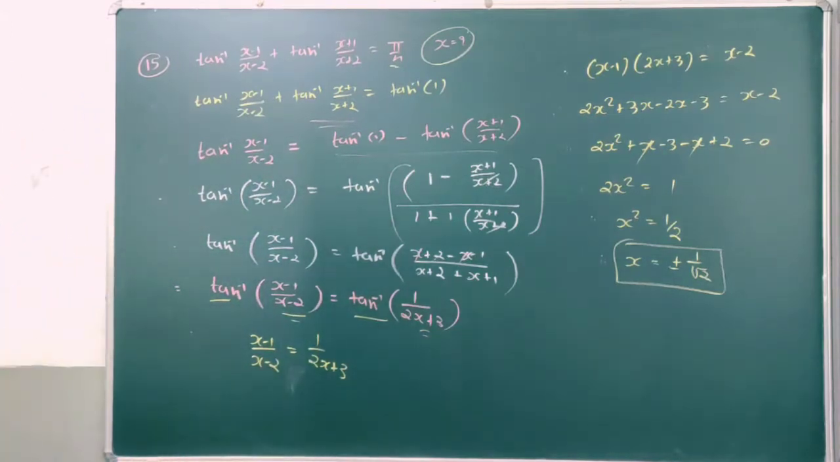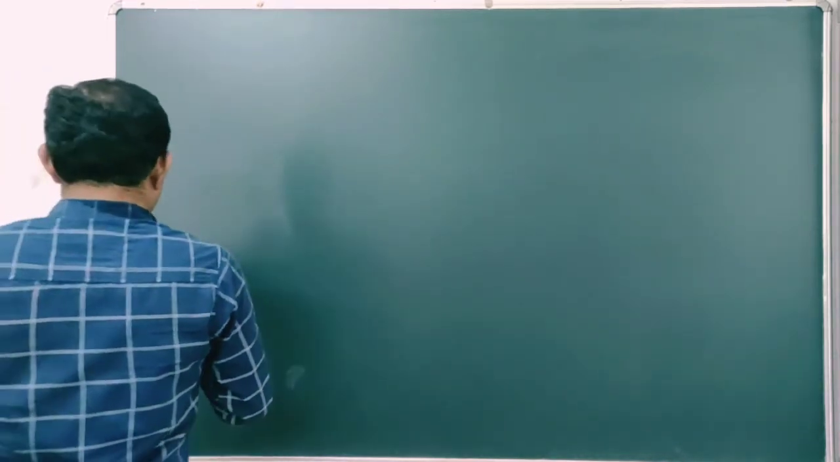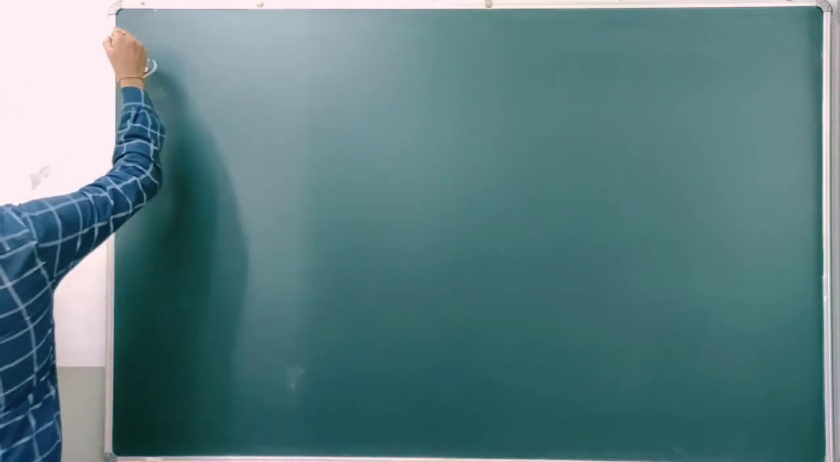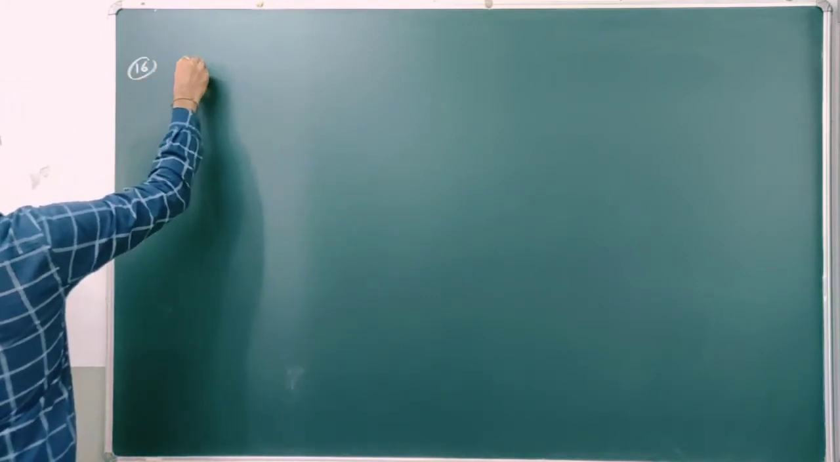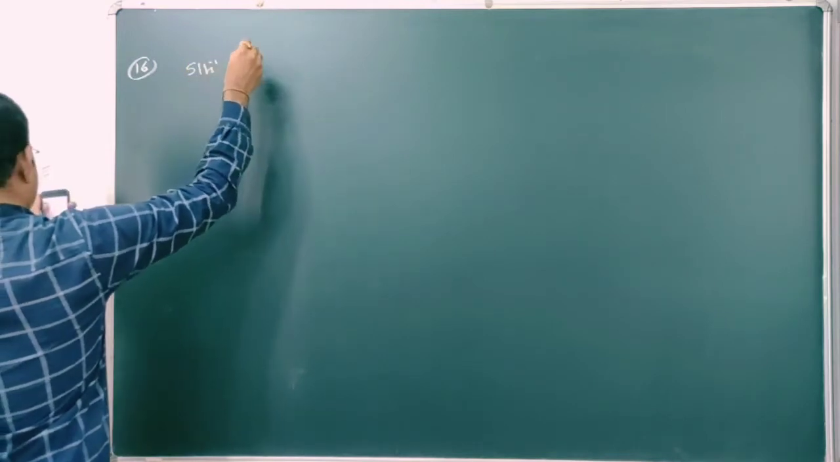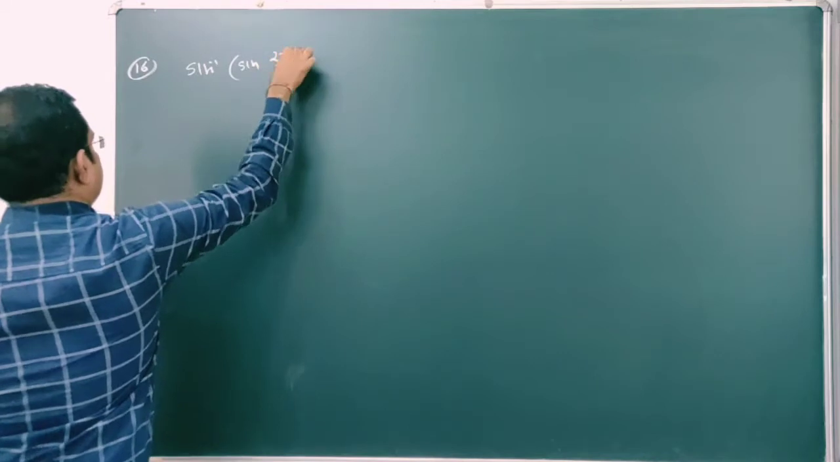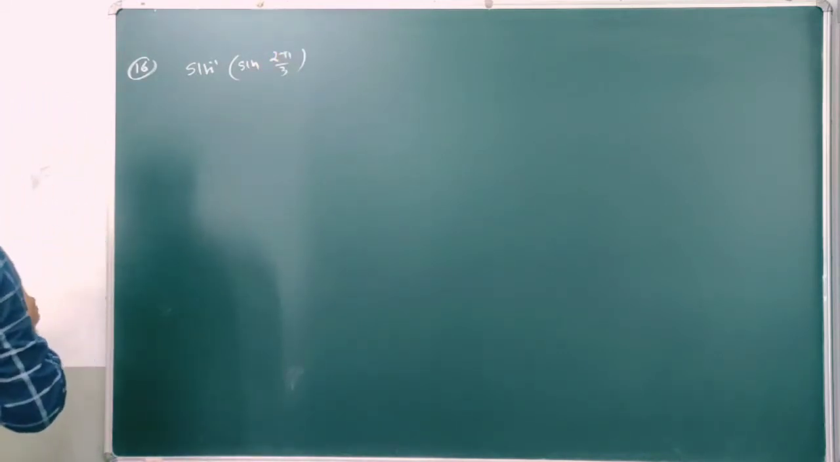Clear friends? So very good question was there. Take a screenshot. So from question number 16 to 18, we have to find the value of these given expressions. So given expression is sine inverse sine 2 pi by 3.